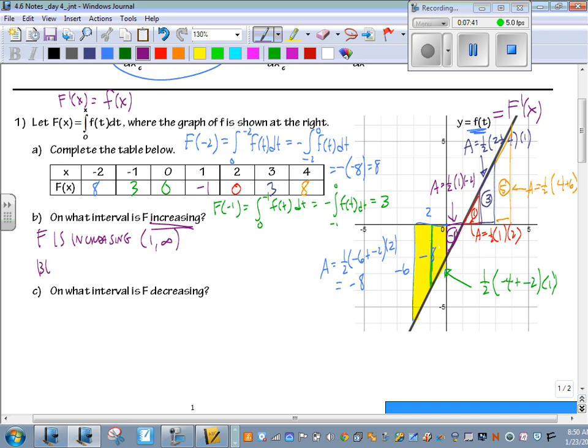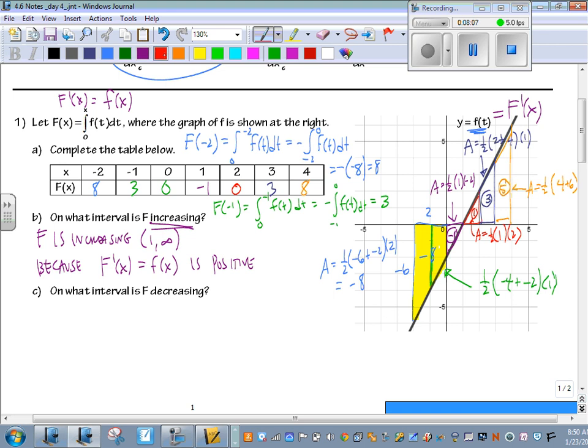It doesn't say to justify, but we're going to do it anyway. F is increasing from 1 to infinity because the derivative of F, which is equal to f of x, is positive. All right, and I should have put justifying here that generally you're going to have to do that on free response.